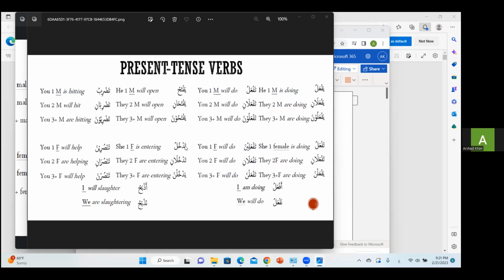Look at this letter. Yaskunu, the ya will change to what? Ta. So it will be taskunu. Okay. So taskunu is either for she is living, or it can also mean you're living.